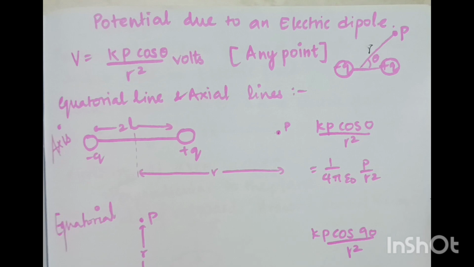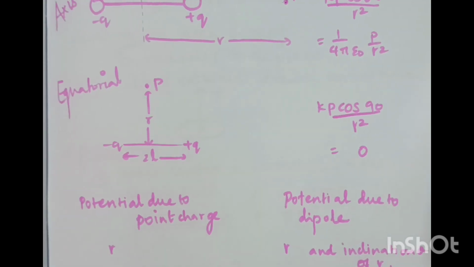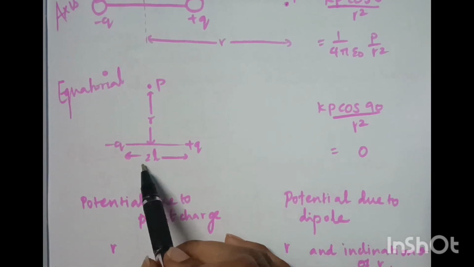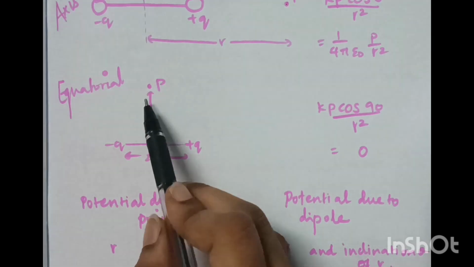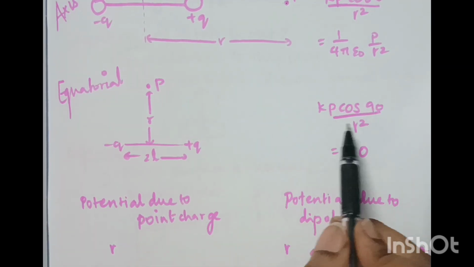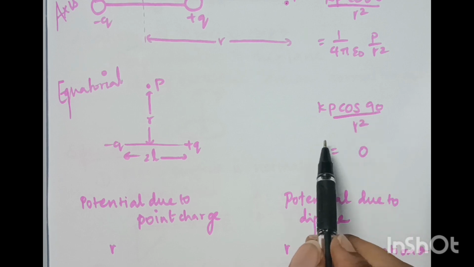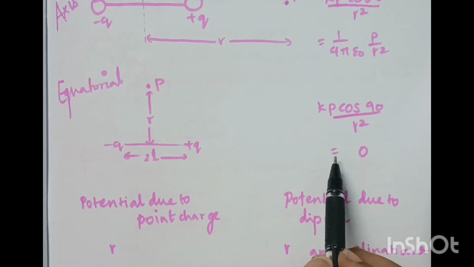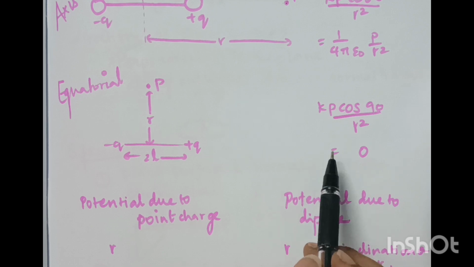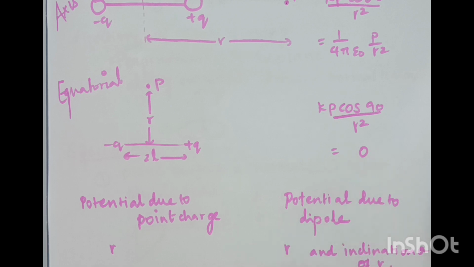Now we will see about the equatorial line. When we take the equatorial line, it is like this: minus q, plus q, separated by a distance 2l, and the point P is at a distance r from the center of the dipole. Now we have k p cos 90 by r square, and cos 90 is 0. So the potential due to an electric dipole on the equatorial line, wherever it may be on the equatorial line, is 0. Please note this point. At the equatorial point there is zero potential because of the dipole moment. Please remember that.